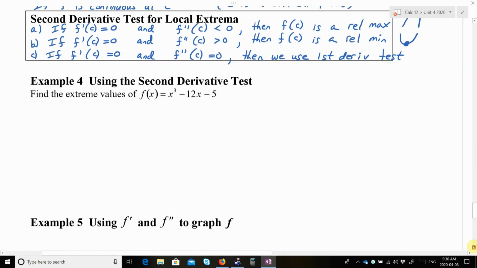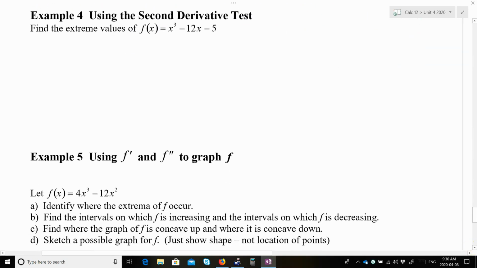All right, so let's try an example using the second derivative test. Find the extreme values of f of x equals x cubed minus 12x minus 5. So we first need to figure out the critical points of this function. So we have to find the first derivative and find where that equals 0. So the first derivative is 3x squared minus 12.